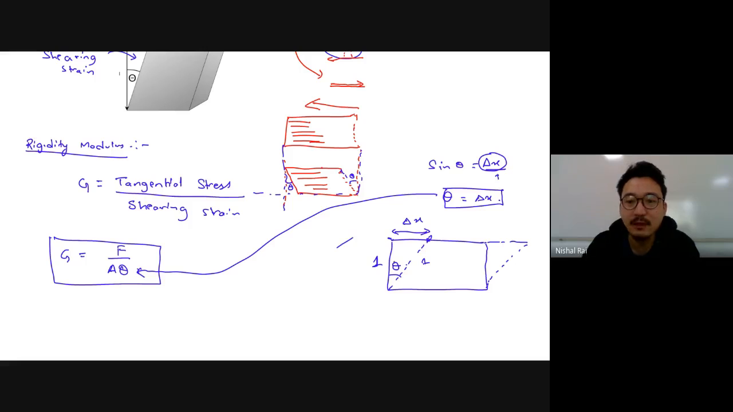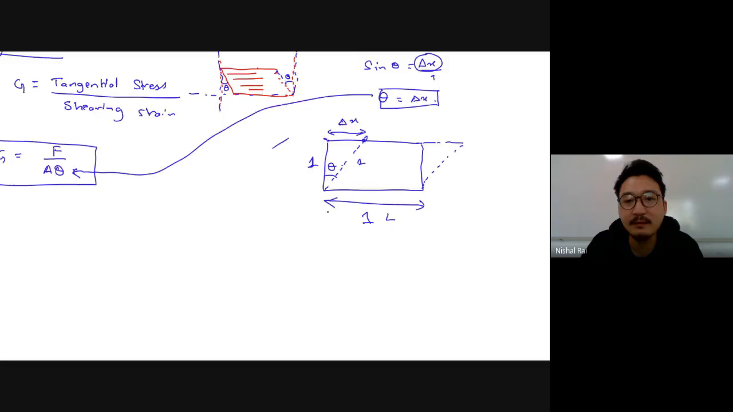Actually, this is length 1. Strain should be what? Change in dimension by original dimension. Let's put it x. The original dimension or the length was 1. Now the deformation is delta x. For x, I'm taking 1, okay? Or should I take it L? Either way, it's fine. If we take this as L, then there is a deformation of delta x. Then we define this as delta x by L, which is basically sine theta.